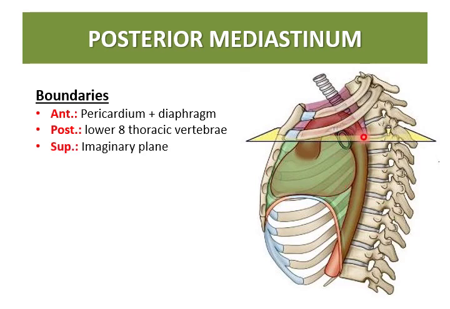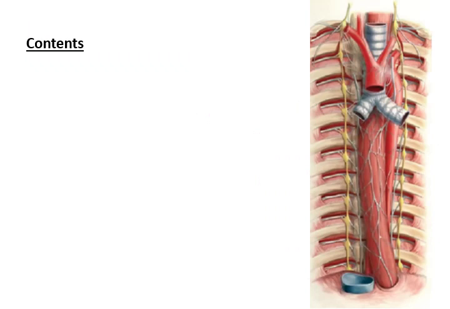Superiorly, here we have the imaginary plane at the level of the lower border of T4. And inferiorly, we have the lower end of the diaphragm. On each side, of course, we have the pleura and lung. Now, the contents of the posterior mediastinum, we have 4 longitudinal structures because some of them pass from the thorax to the abdomen, some pass from the abdomen to the thorax.